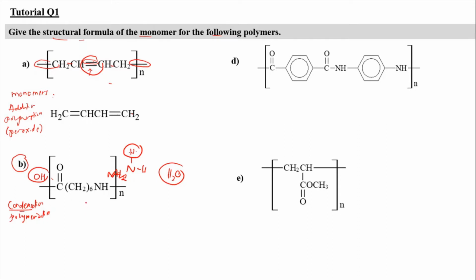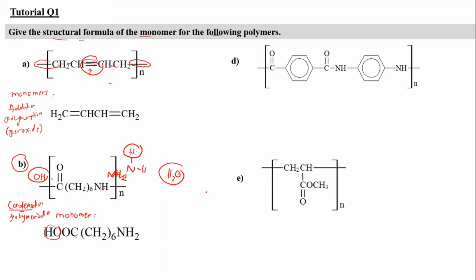So the monomer should contain the OH, and the NH here should have an extra H, so it's going to become NH2. So you can write it as COOH, and then NH here becomes NH2. So here is the monomer. So the monomer before it reacts, after reacting becomes the polymer, having lost OH and H.